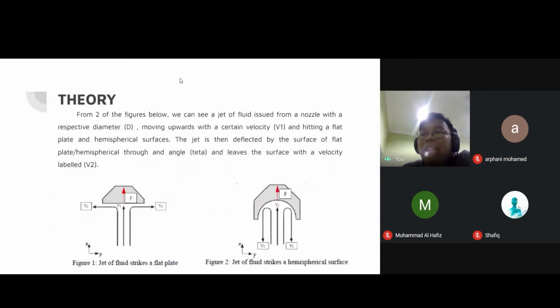As we can see from figure 1 and figure 2, a jet of fluid is issued from a nozzle with a diameter of d, moving upwards with a certain velocity, which is v1, and hitting a flat plate and hemispherical surfaces. The jet is then deflected by the surface of the flat plate or hemispherical through an angle theta and leaves the surface with a velocity v2. Figure 1 is for the flat plate and figure 2 is for the hemispherical surface. So next slide.